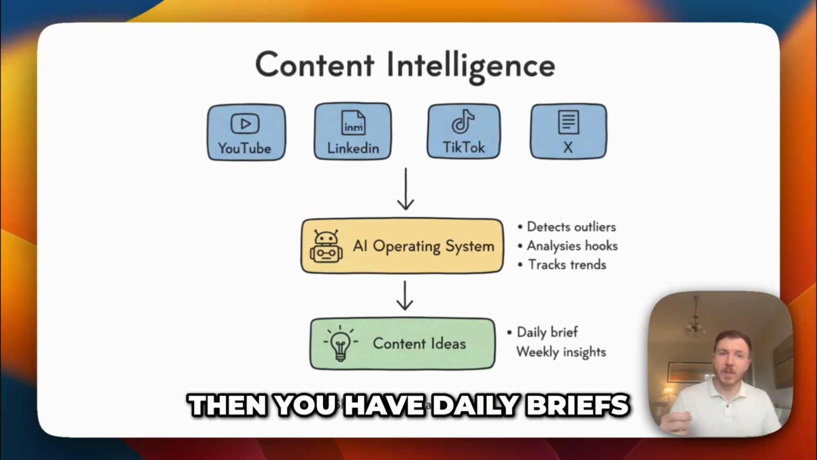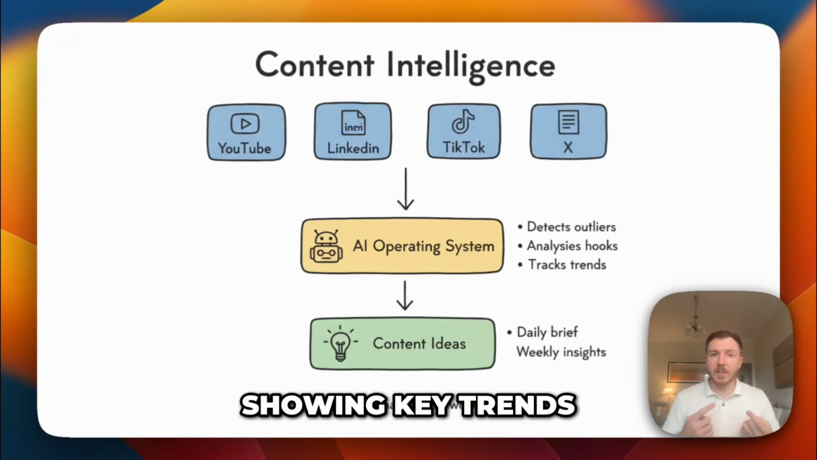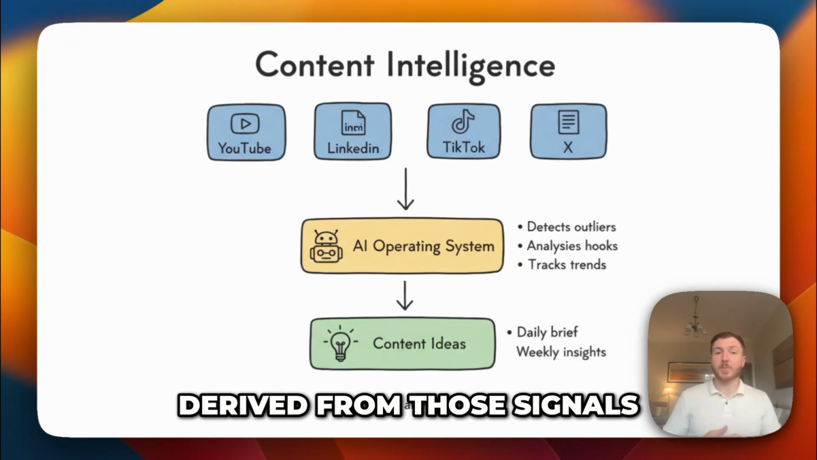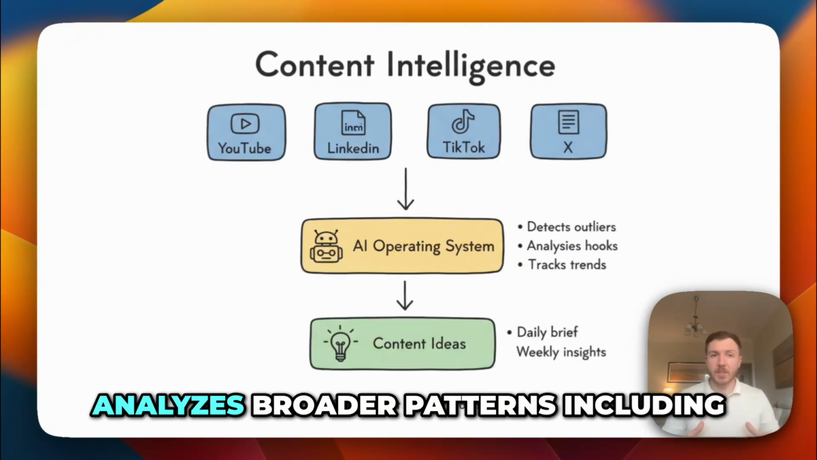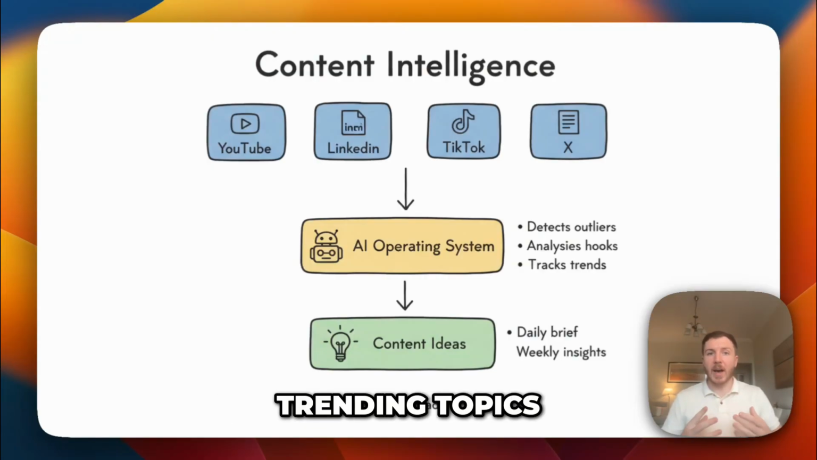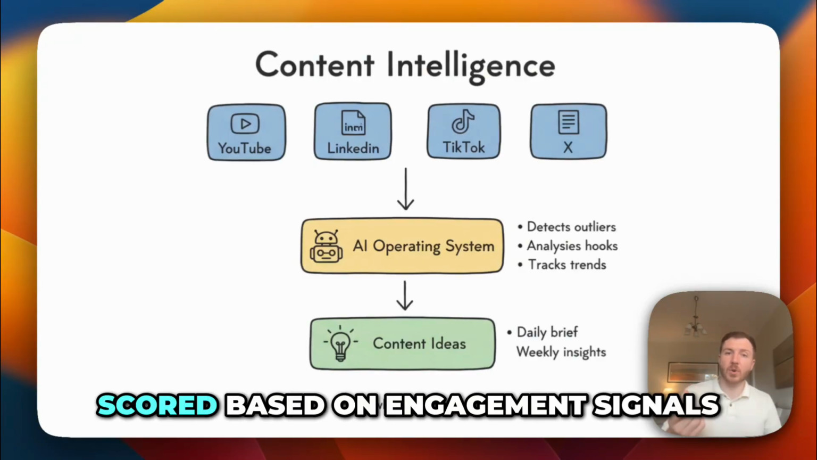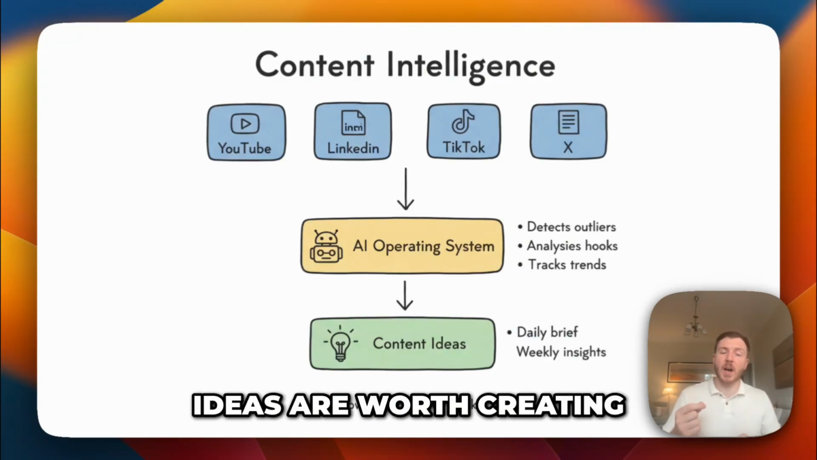Then you have daily briefs. Each morning, the system generates a short report showing key trends, standout posts, and new content ideas derived from those signals. As part of the system, you also have weekly intelligence. A weekly report analyzes broader patterns, including top performing hooks, successful narratives, trending topics, and repeatable strategies. There's also idea scoring. So content ideas are scored based on engagement signals, cross-platform traction, and recency. This prioritizes which ideas are worth creating.